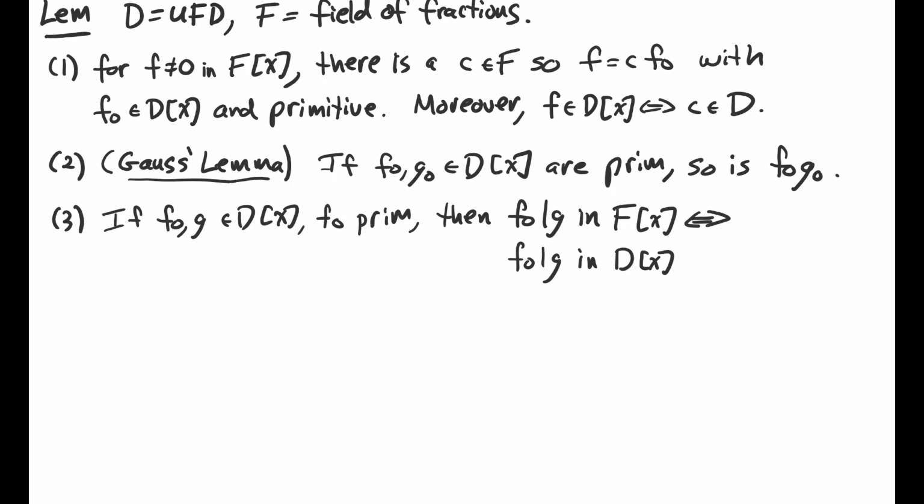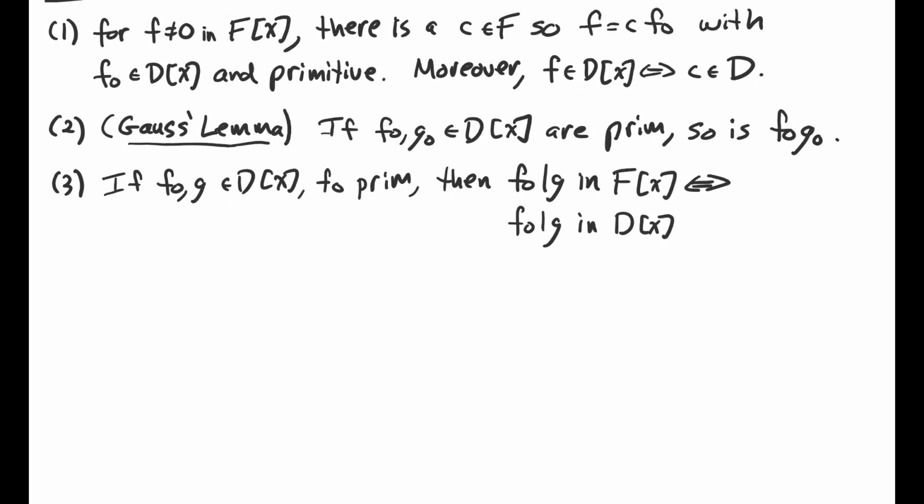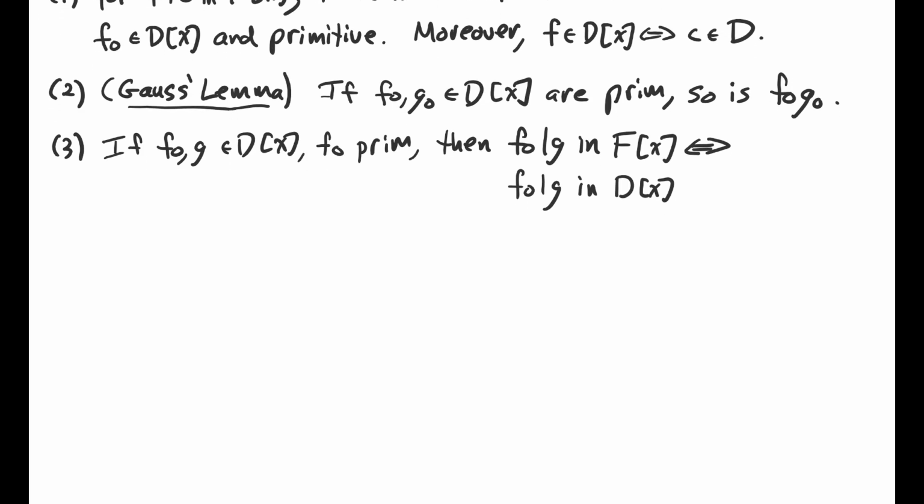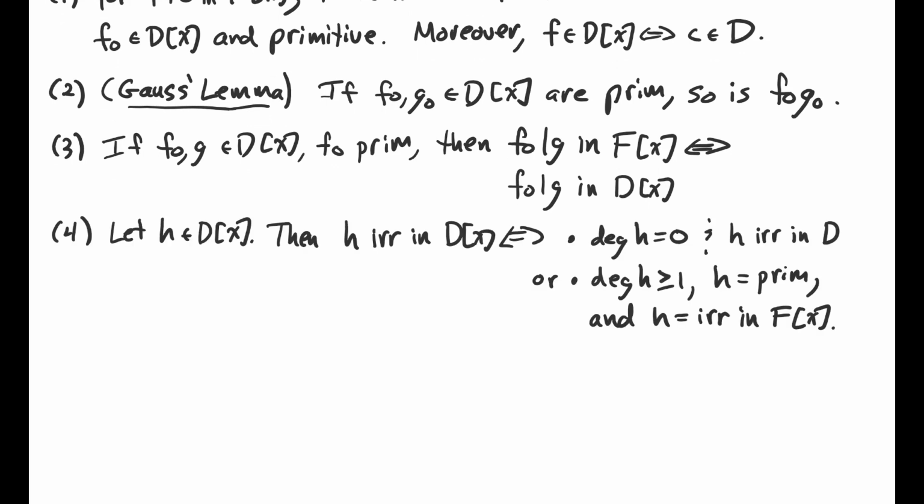All right, part 3, again, looks surprising. If you have f naught primitive, and f naught and g are polynomials in D[x], then f naught divides g with field coefficients as possible quotients, if and only if actually f naught divides g in D[x]. So the field doesn't help you out at all if you have a primitive f naught.